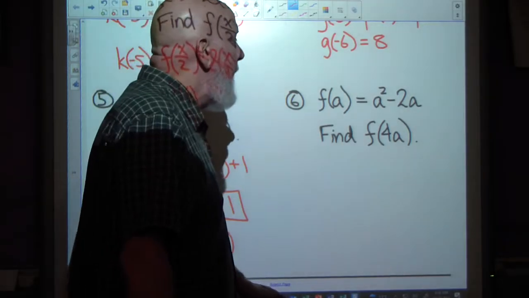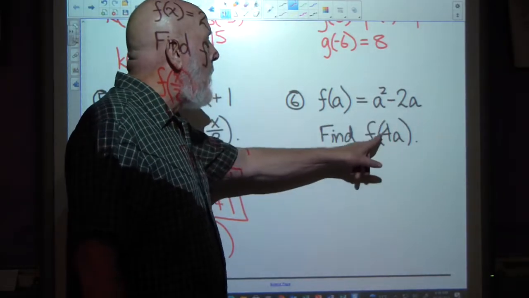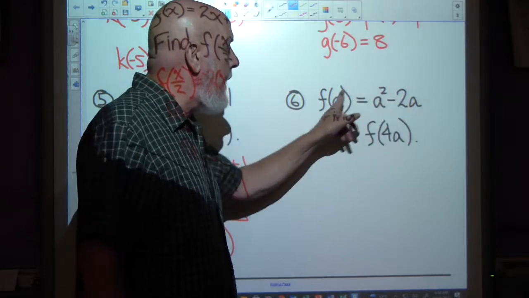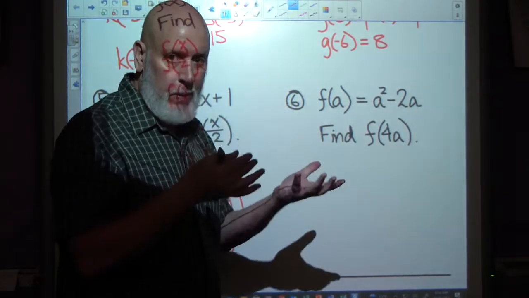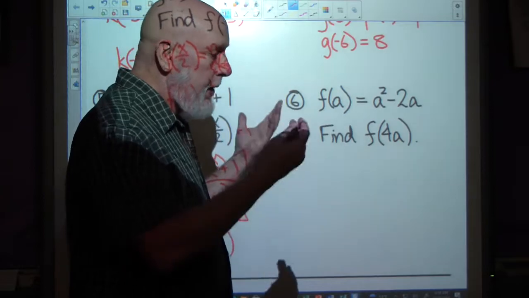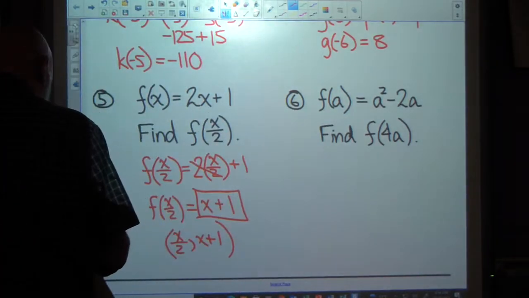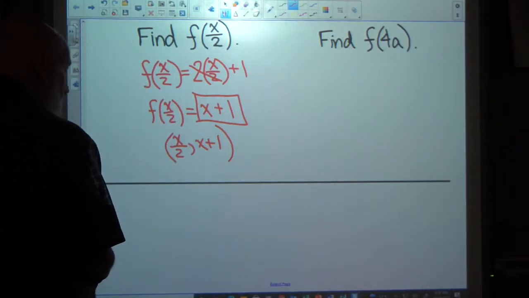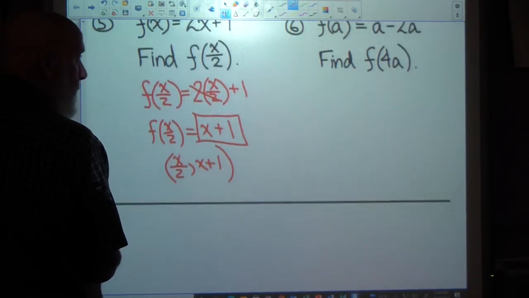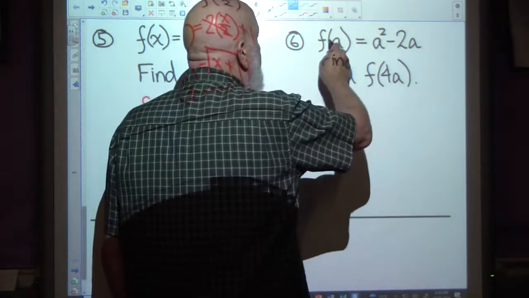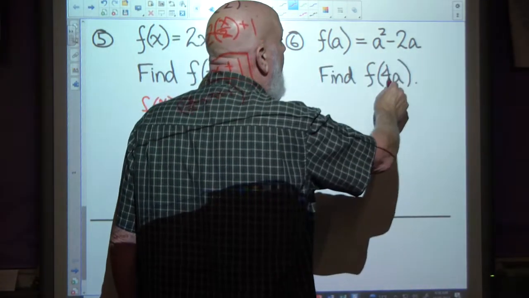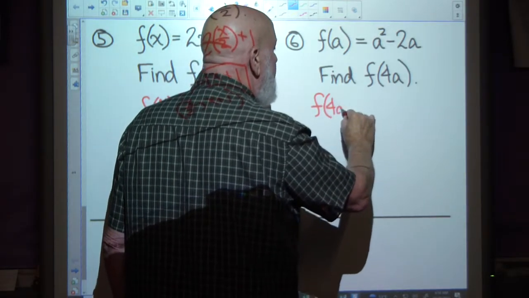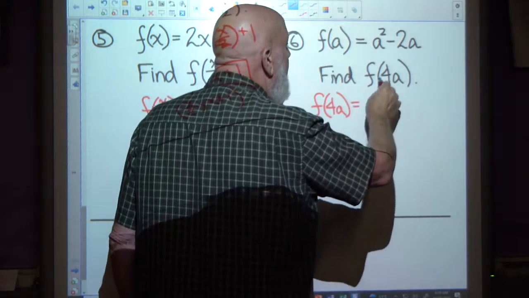We've got f of a is equal to a squared minus 2a. We're going to evaluate this function at 4a. All that means is wherever we have an a, we're going to plug in 4a in parentheses, simplify it, and that'll be our response. So let's see what we get. There we go. So I'm going to say f of a is this, so I want f of 4a. So that means wherever there's an a, I'm going to plug in 4a.